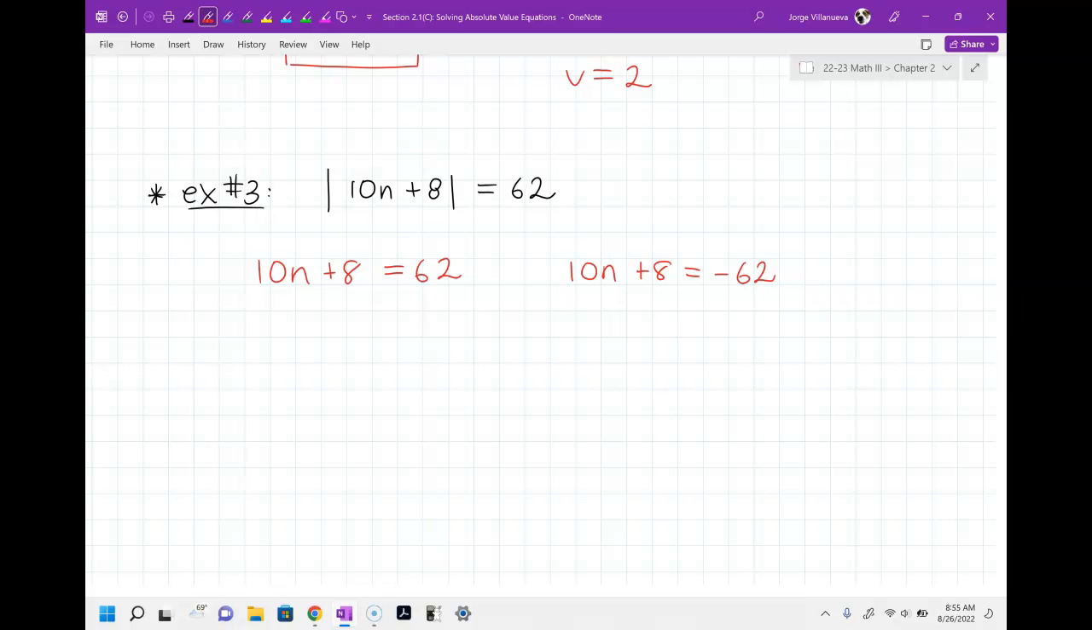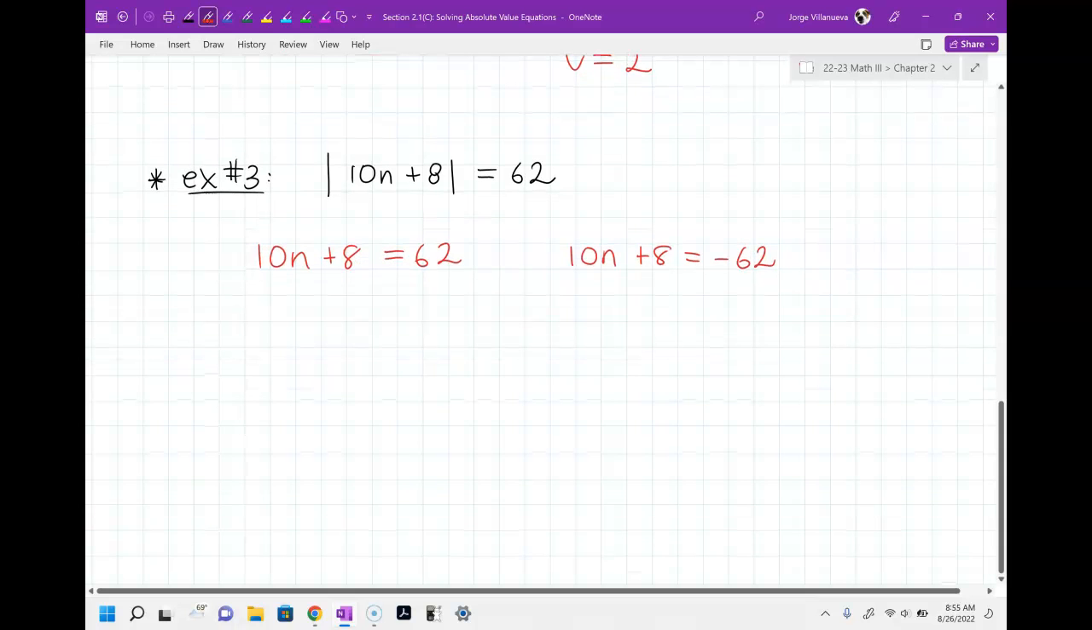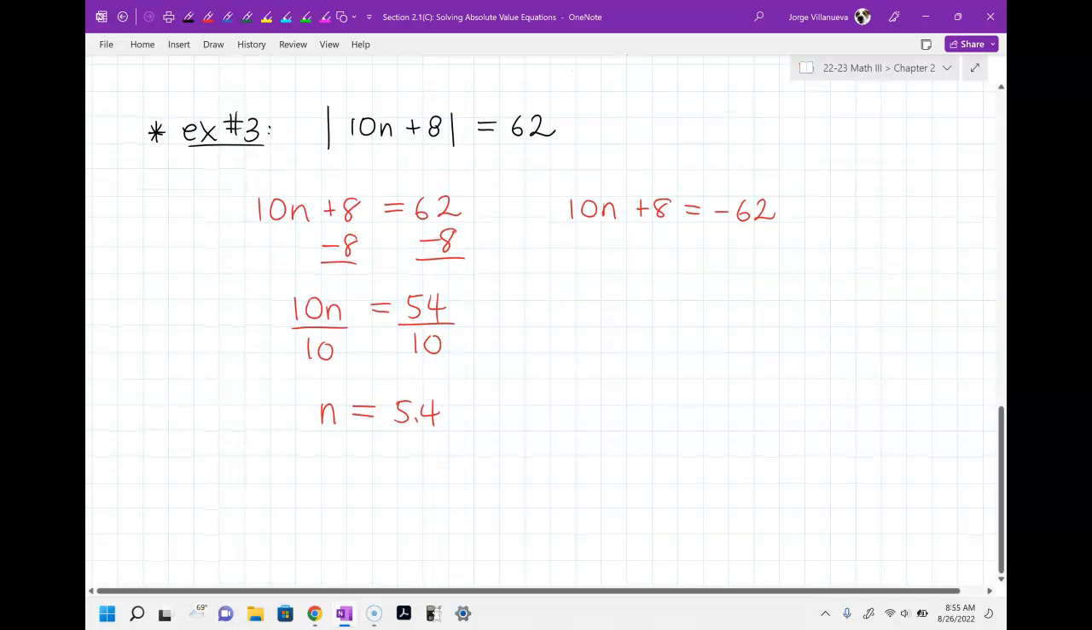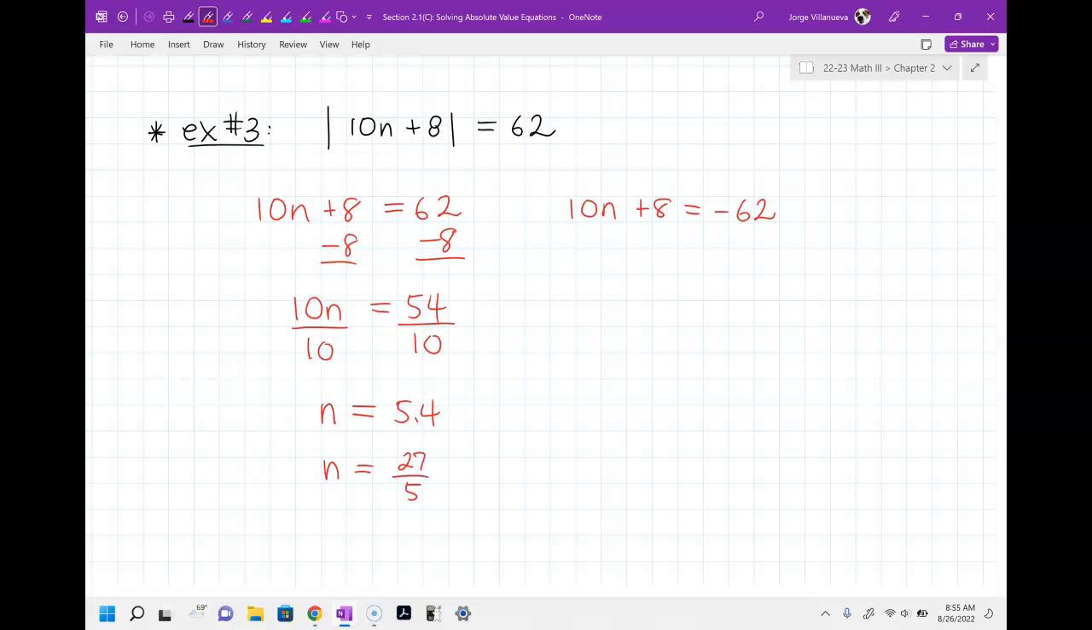So this is what I mean by every problem becomes two problems. Well, pretty much every problem becomes two problems. So let's go ahead and subtract 8 on the left side. We're going to start solving here. So I get 10n equals 54. And then we divide by 10. So n is equal to 5.4. If you want to use a fraction, you could do 27 over 5. That'll work as well. So both of these are okay, whichever one you want.